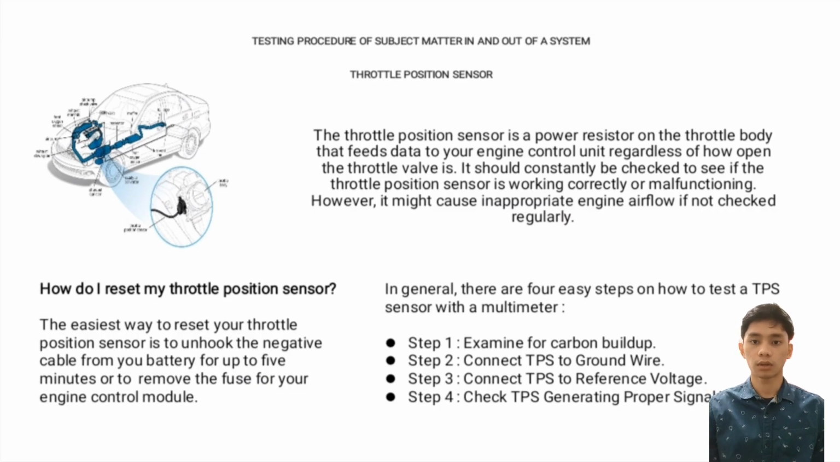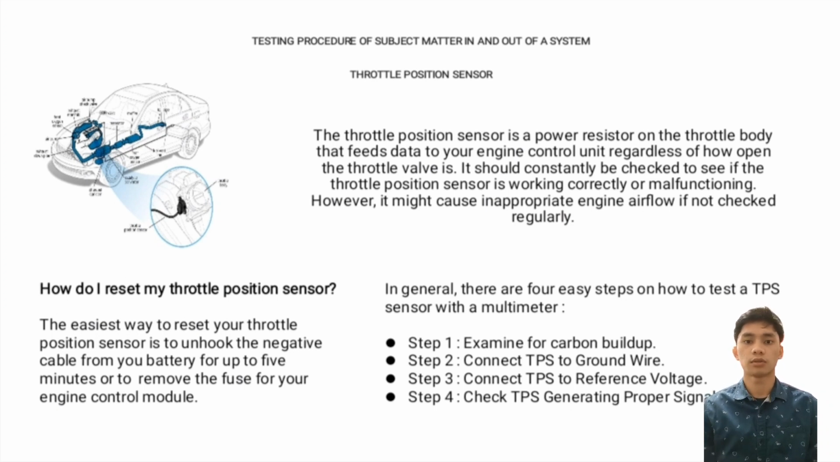Testing procedure of throttle position sensor. The throttle position sensor is a power resistor on the throttle body that feeds data to the engine control unit regardless of how open the throttle valve is. It should constantly be checked to see if the throttle position sensor is working correctly or malfunctioning. However, it might cause inappropriate engine airflow if not checked regularly.